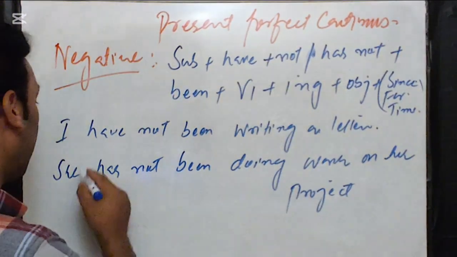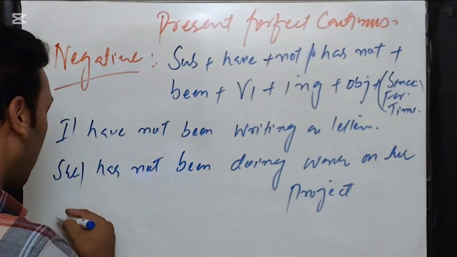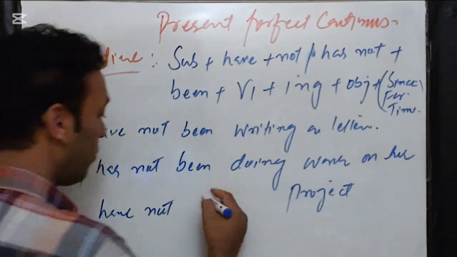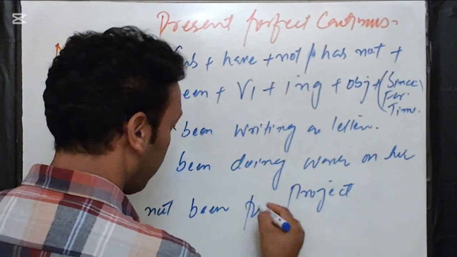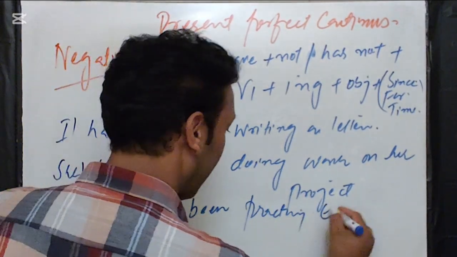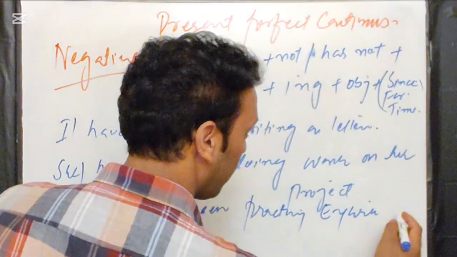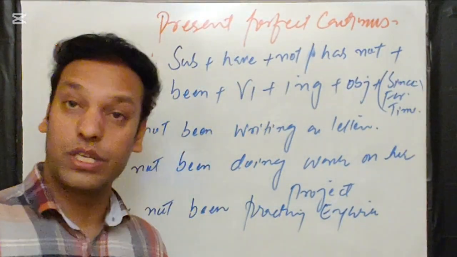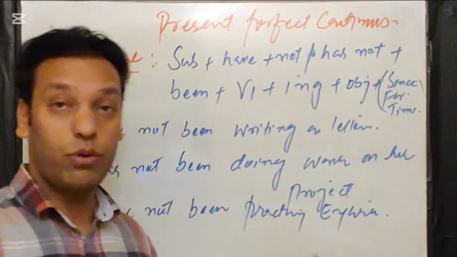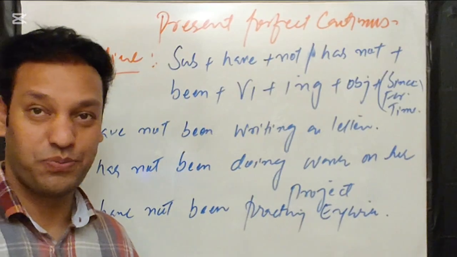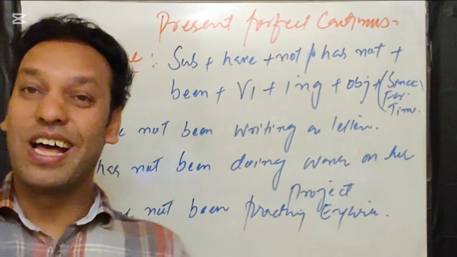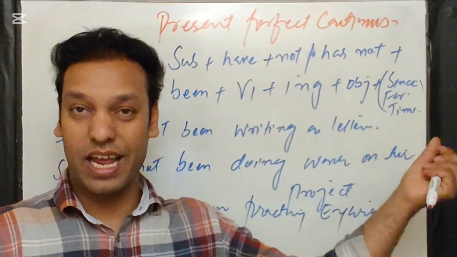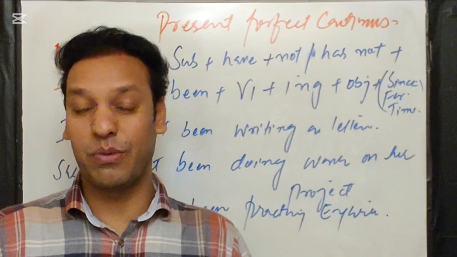Then you will make, for example, we have not been practicing English. We have not been practicing English. This is also complete. So if you are not practicing, you should practice. Okay, thank you. I hope you understand this structure. The structure is very unique, and definitely you will understand very easily.